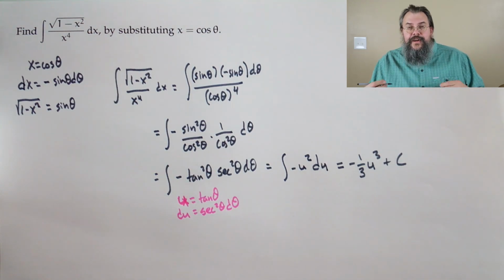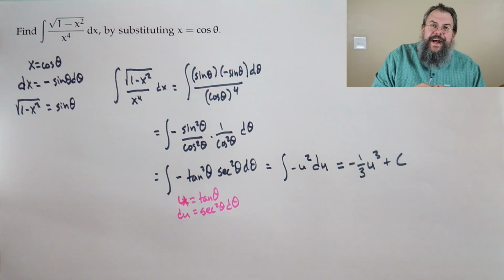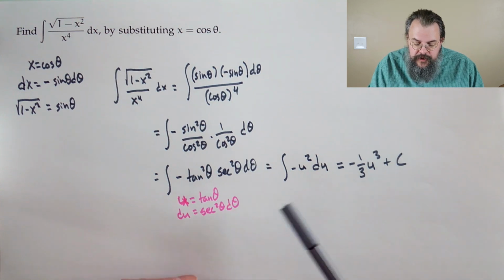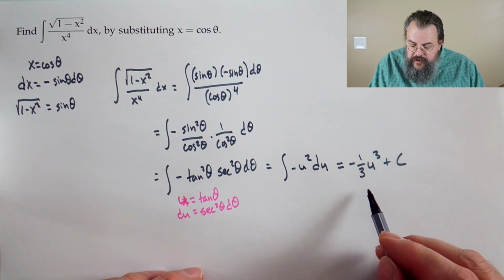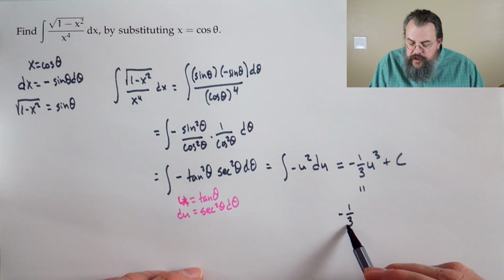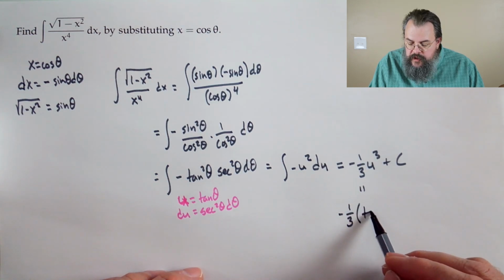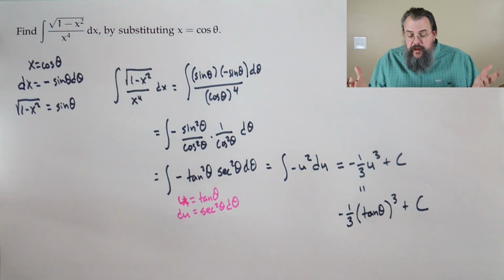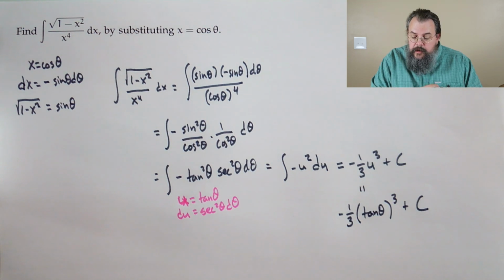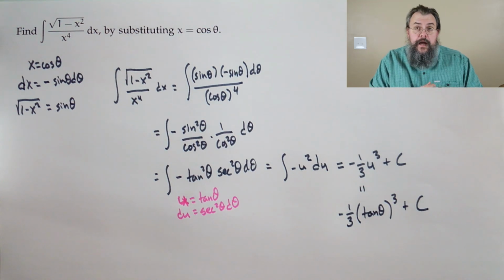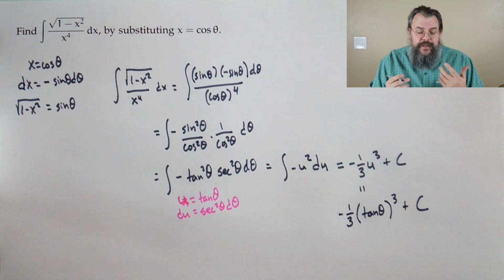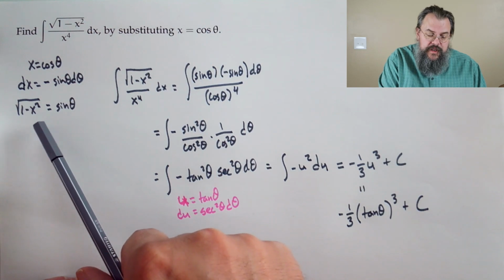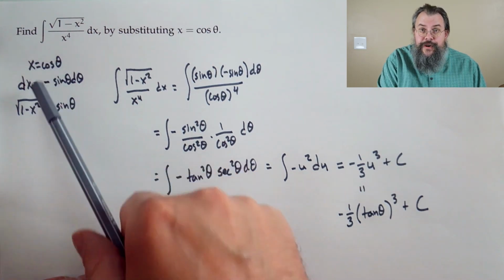Great. So now we're not done. We've got to step back and go back to where we began. Start with u. U is tangent theta, so this would be minus 1/3 tangent theta cubed plus c. The last thing to do is to figure out what tangent theta is. We can do it by drawing a triangle, or we could almost read it off, because we have sine and cosine. Tangent is sine over cosine, square root of 1 minus x squared over x.